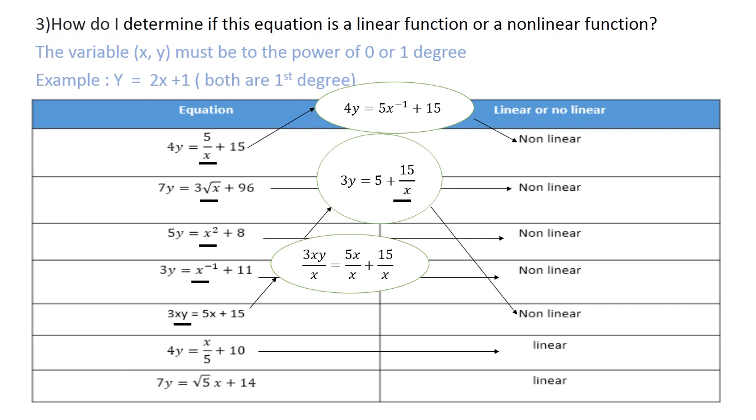Next example, 4y equals x over 5 plus 10. Here y and x are to the power of 1, so it is a linear equation. Next example, 7y equals root 5 times x plus 14. Here also y and x are to the power of 1, so it is a linear equation.